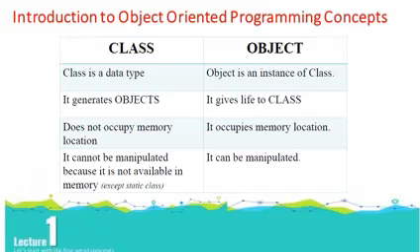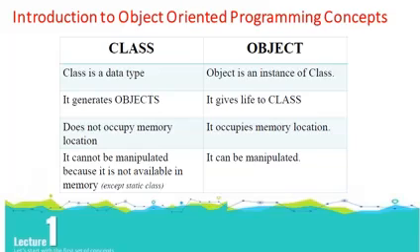Now we'll study the difference between a class and an object. So a class is a data type, whereas an object is an instance of a class, right? Or we can say from the class we can generate many objects. That is, a class is also called an object factory, as we can generate various objects from it. Now an object gives life to a class, because until there are so many objects, there is no class.